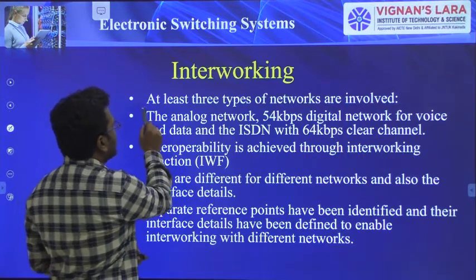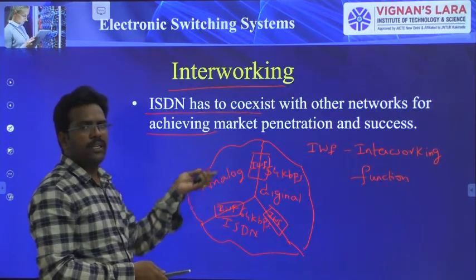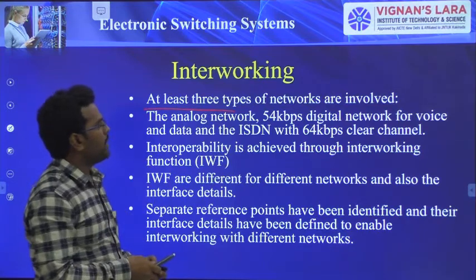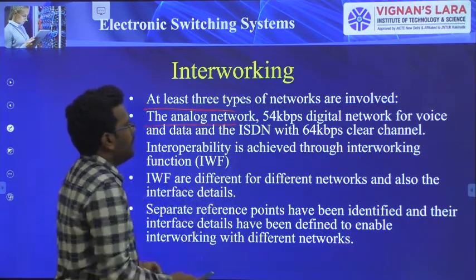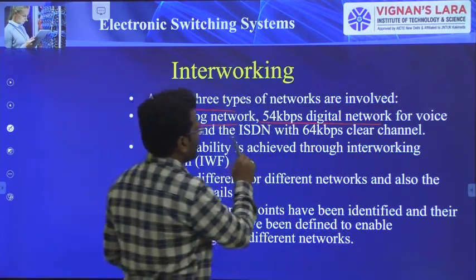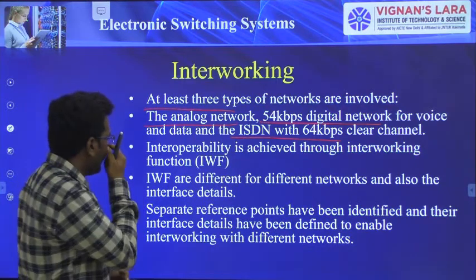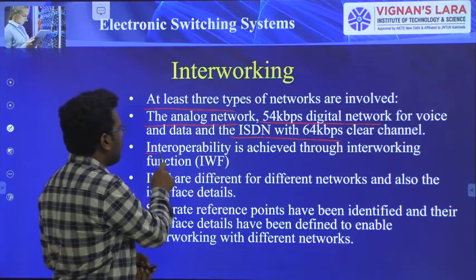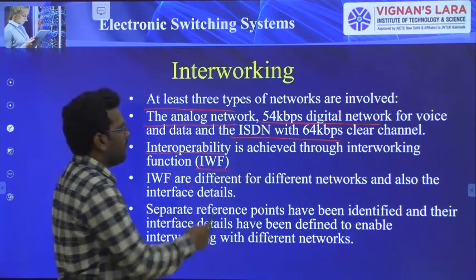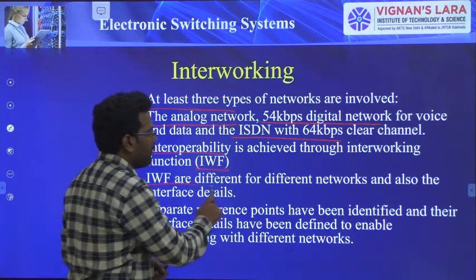So at least 3 types of networks are involved. Take an example of 3 networks: analog network, digital network, and ISDN network. The analog network, 54 kbps digital network for voice and data, and ISDN with 64 kbps for enhanced or multiple services. You can perform this interoperability between the networks with the help of the IWF, the interworking function.